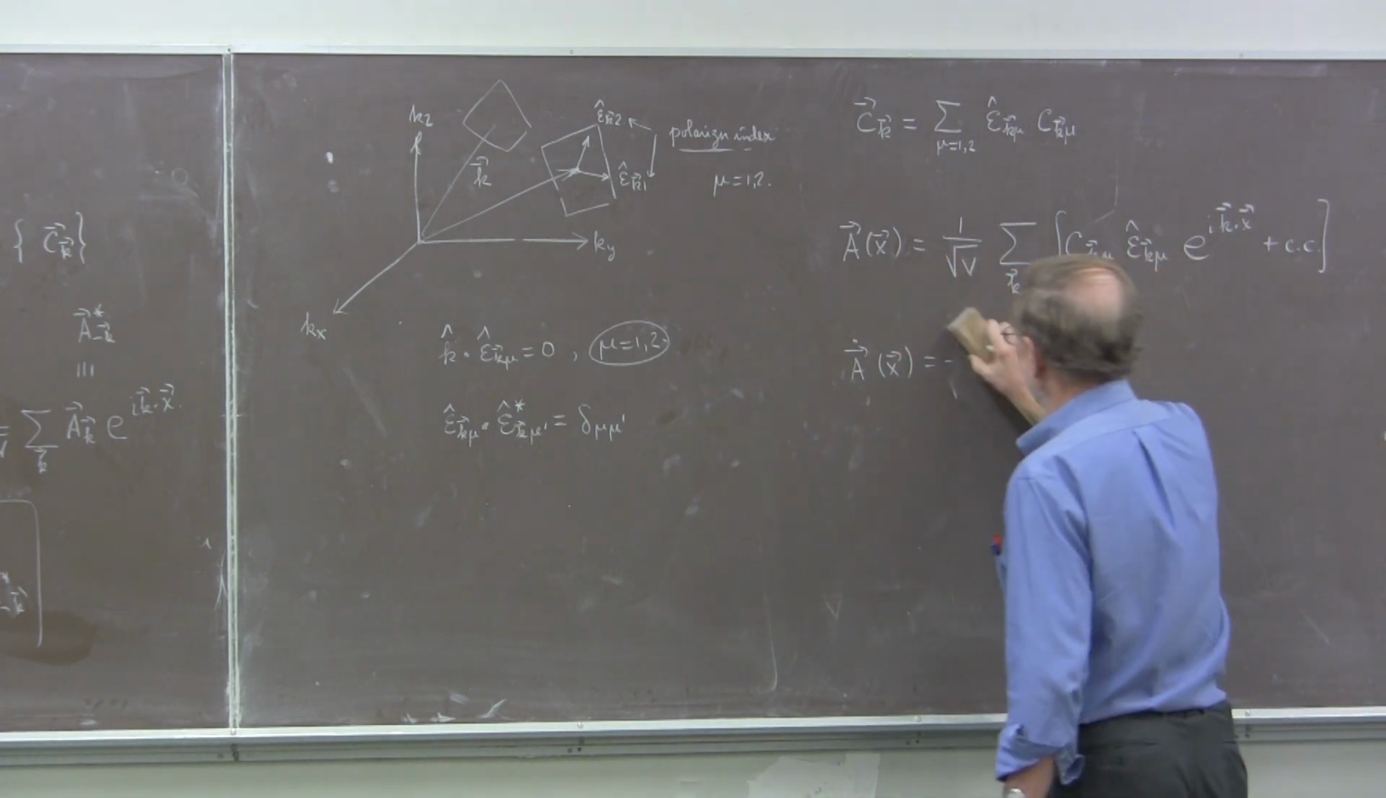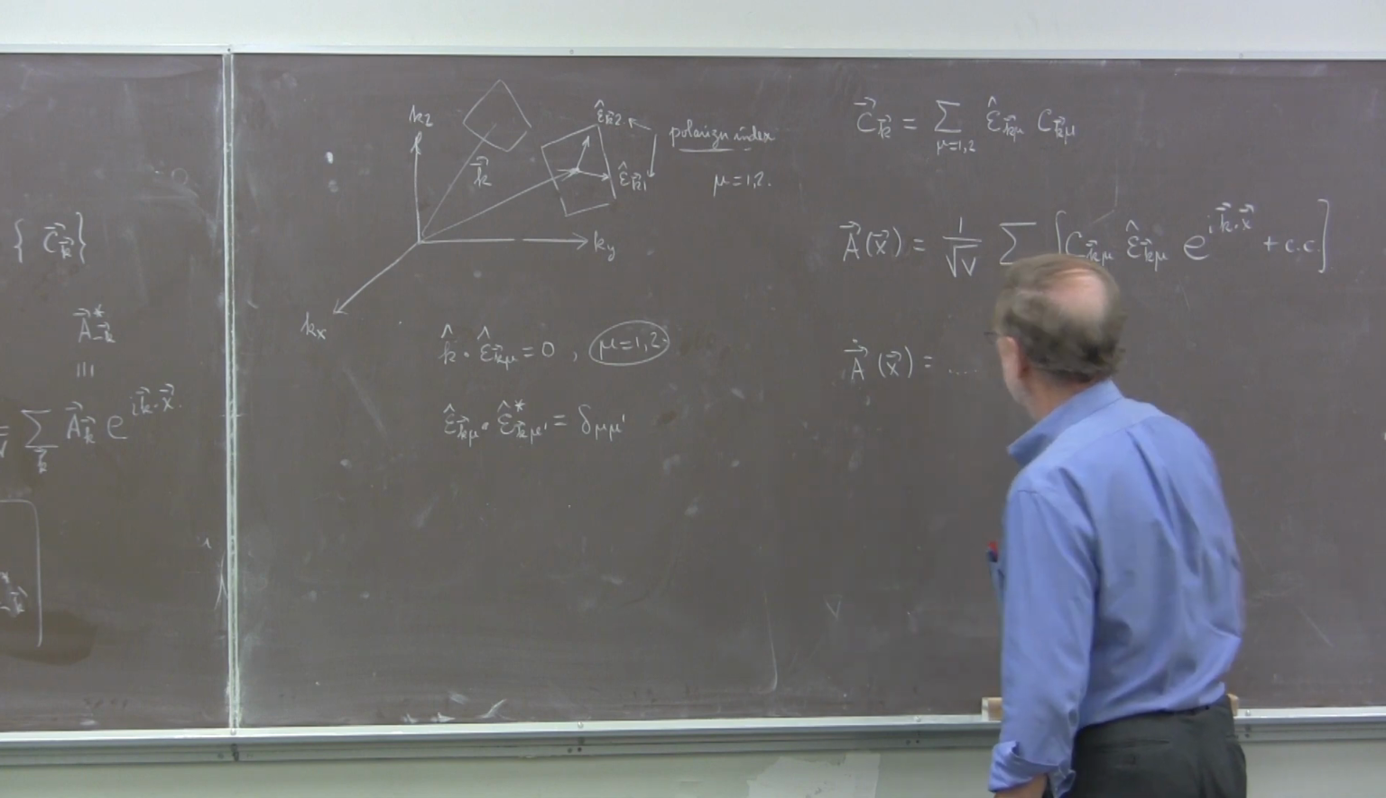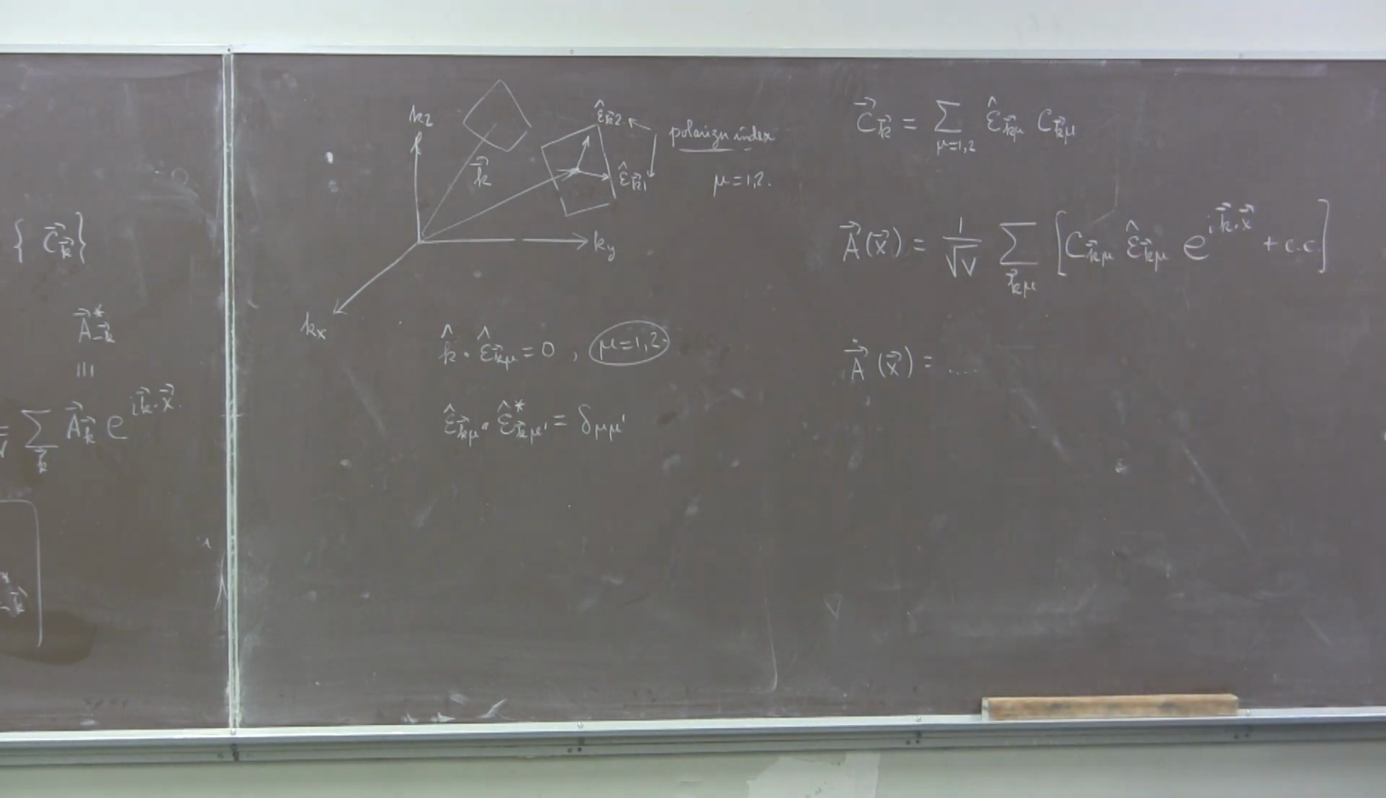There's a similar expression for A dot. I'll just leave it out. I'll fill in what I need in a minute. But anyway, this is the transformed expression for the vector potential.